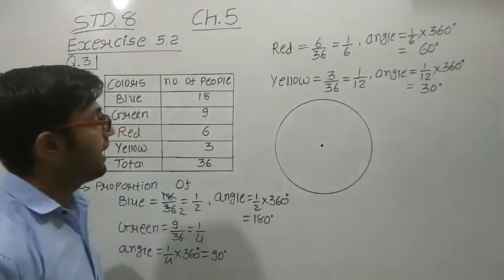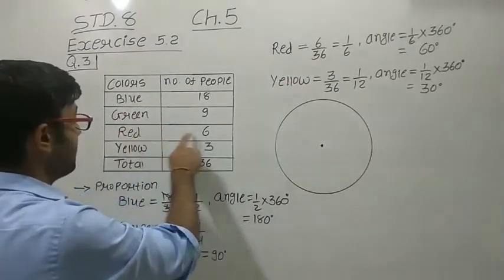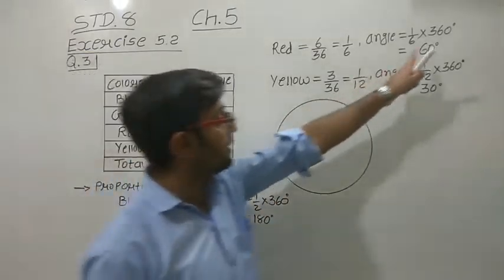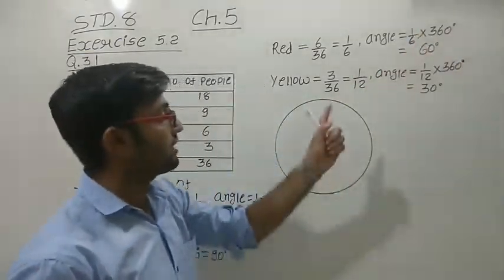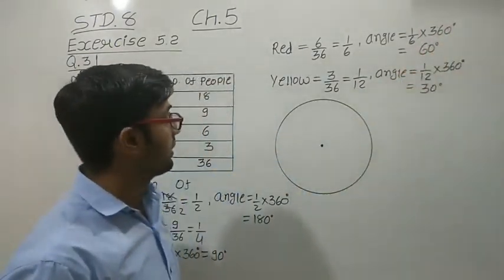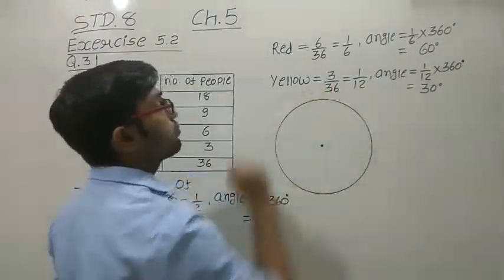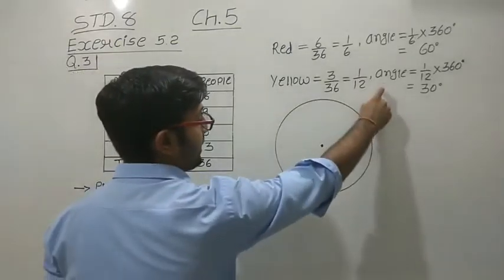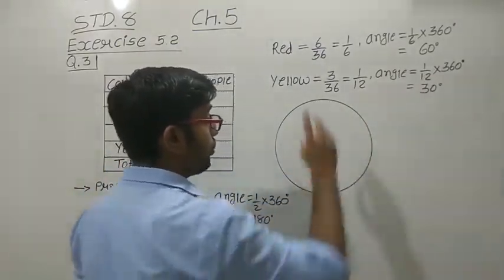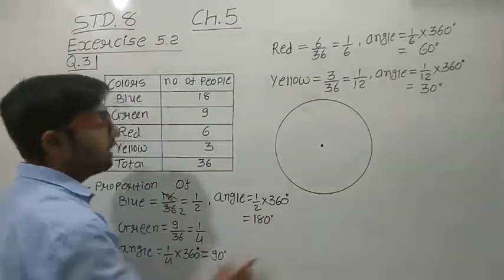Second angle we get. Now the proportion of the red color: the red color is preferred by 6 people. So 6 upon 36 is 1 upon 6, and the angle we get here is 1 upon 6 into 360 degrees, that is equal to 60 degrees. 6 sixes are 36 and 0 is there. So 60 degrees. Proportion of yellow is equal to 3 upon 36, that is equal to 1 upon 12. So the angle here is 1 upon 12 into 360 degrees, and that is 30 degrees. So for all the 4 colors, now we have the angles.